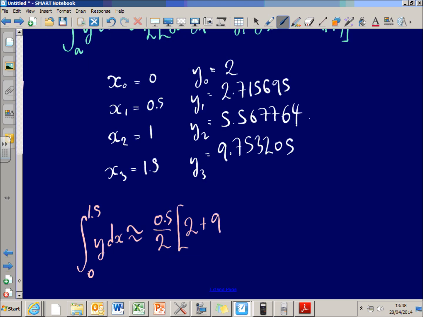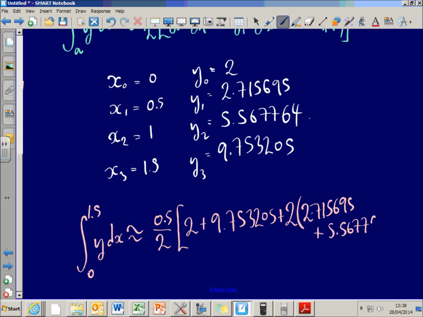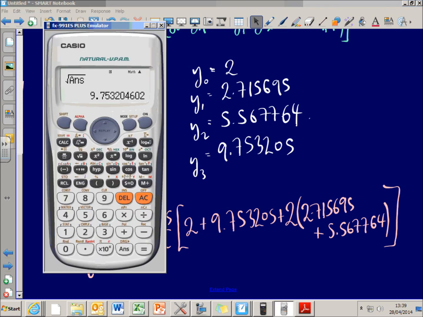So the first y is 2, the last y is 9.753205, and then we add on 2 lots of the others. So 2.715695 plus 5.567764. Okay, and then you just whack all that in your calculator, so let's do that quickly.